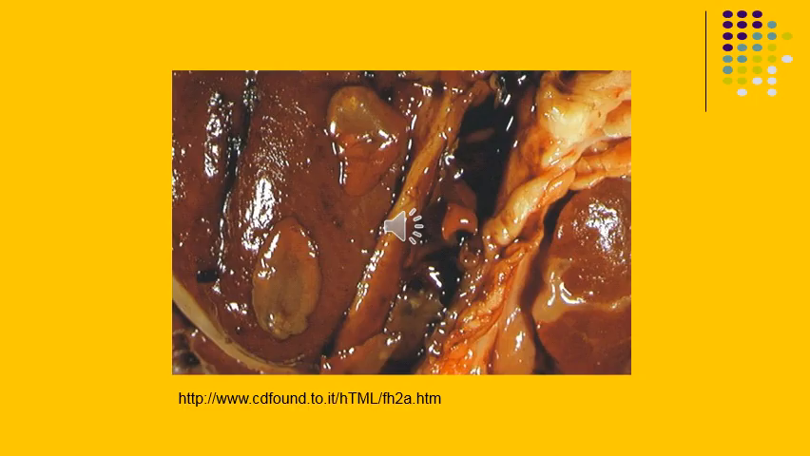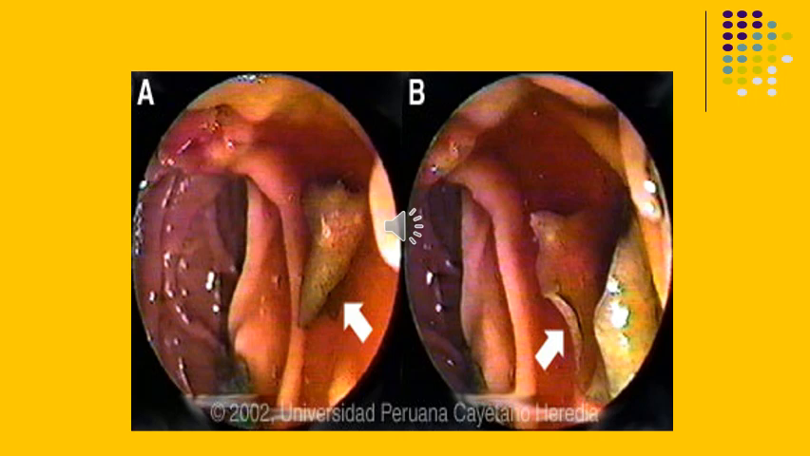In this picture, you can see some adult Fasciola hepatica in the liver. Of course, here you can see one, two, and three Fasciola hepatica in this picture. In this slide, of course, the image shows you the place of Fasciola hepatica, which are also in the parenchyma of the liver.